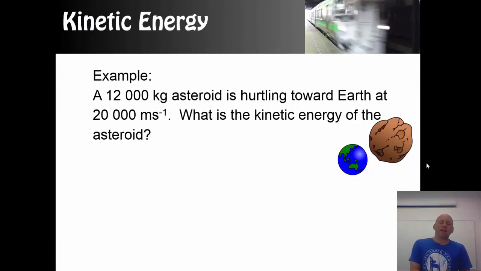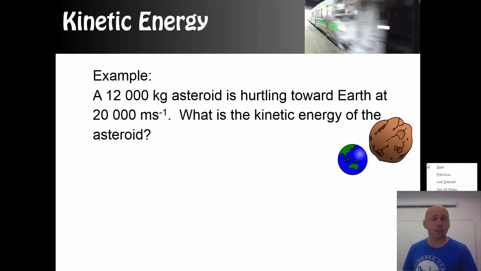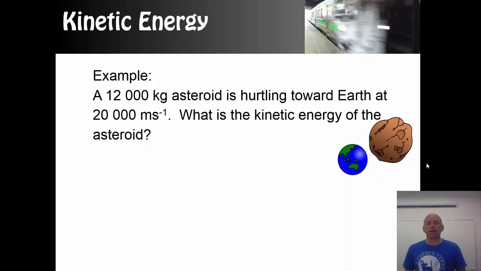So let's take a look at an example problem, and we'll solve this using the formula EK equals 1/2 mv squared. A 12,000 kilogram asteroid is hurtling towards Earth at 20,000 meters per second. Very fast. What is the kinetic energy of the asteroid?